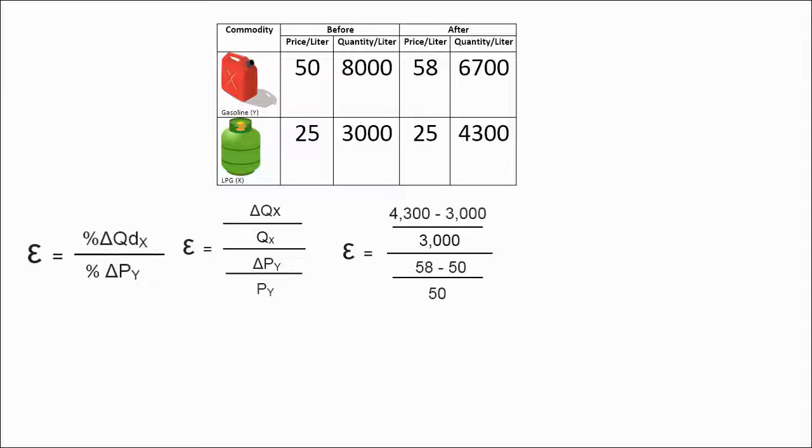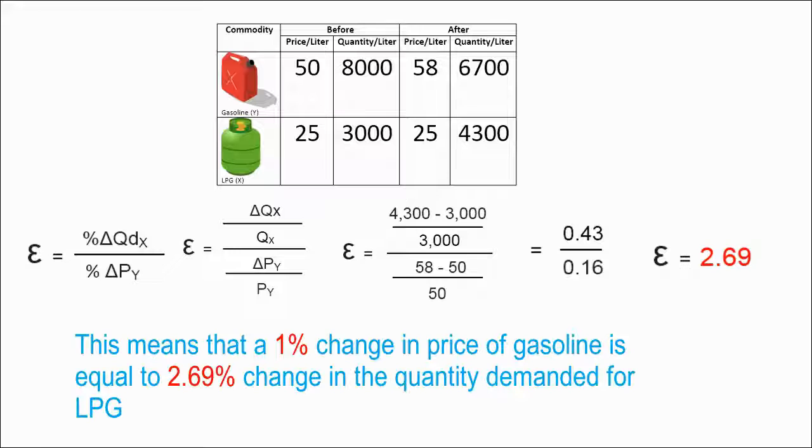43% change in the quantity demanded for LPG divided by 16% change in the price of gasoline is equal to a 2.69 elasticity coefficient. This means that a 1% change in price of gasoline is equal to 2.69% change in quantity demanded of LPG.